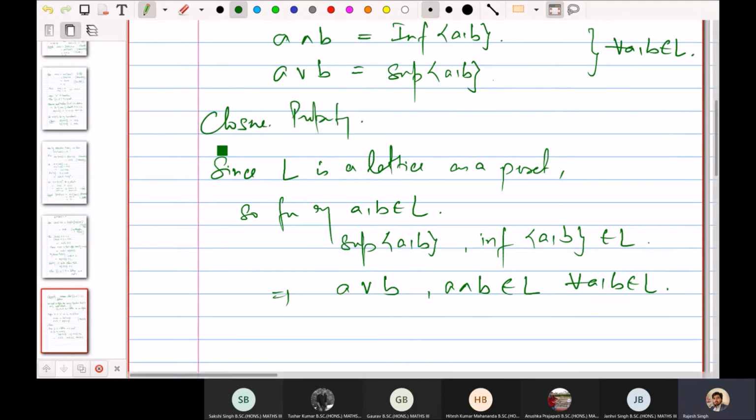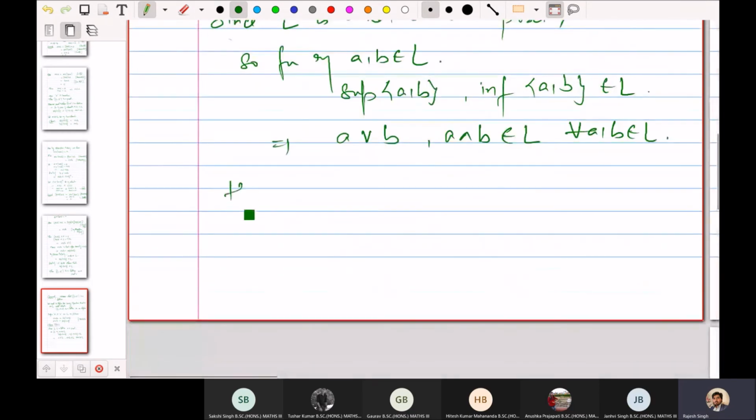ठीक है, so closure, hence L is closed with respect to cap and cup, these two binary operations.